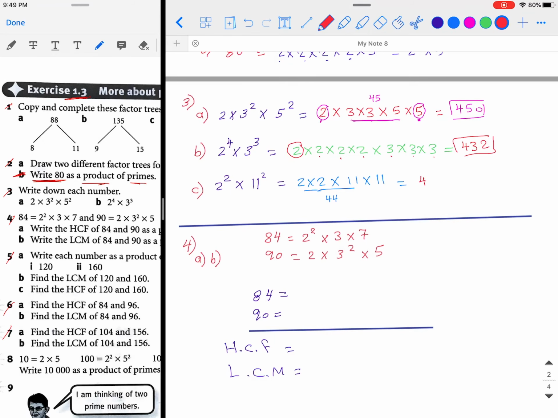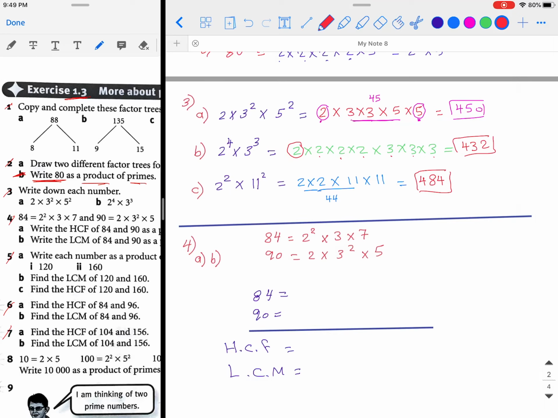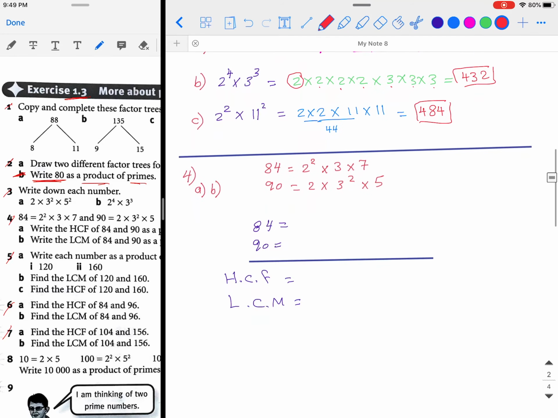44 multiplied by 11 is so simple, just separate them like this and add them together. 4 plus 4 equals 8 and put it in the middle. This is a trick for table 11. Okay, so here again 2 multiply 2 multiply 11 multiply 11, you will get 484. That's it.